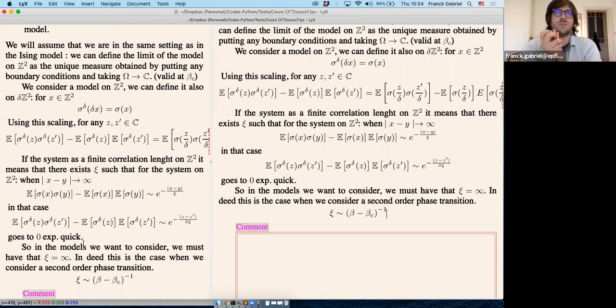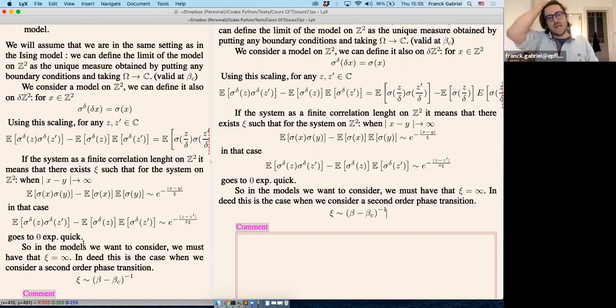Because if you consider the grid Z2 and you cut it somewhere and you take a boundary condition here, when beta is very low, then you won't feel the boundary. Whatever the boundary is, it will be kind of random in the middle. When beta is large, the temperature is low, so you will feel the boundary really even when the boundary is far, far, far.